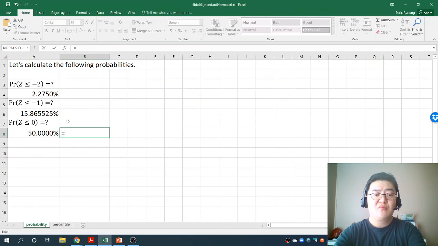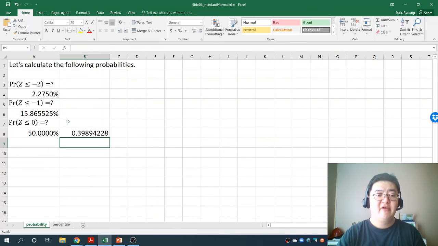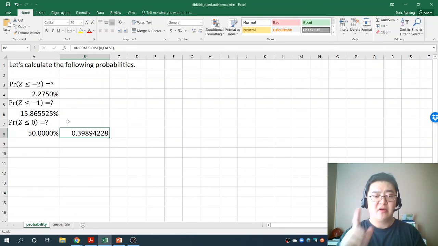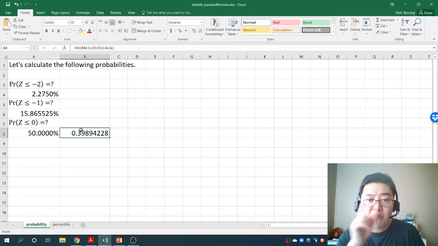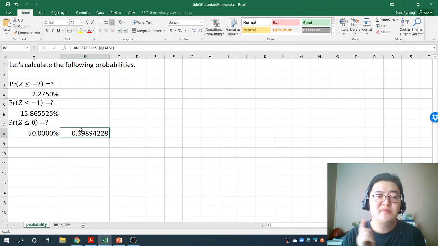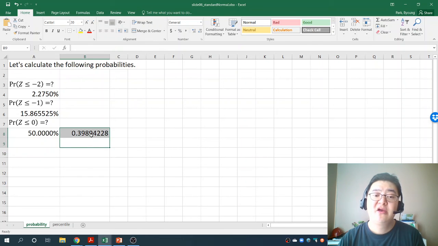And of course, if you use false here, it will have a different number. This is not a probability. So remember, this is a density, which is not a probability at 0, because the probability at one point is always 0. So probability at one point does not exist. So in this case, it has to be interpreted as the probability density function.